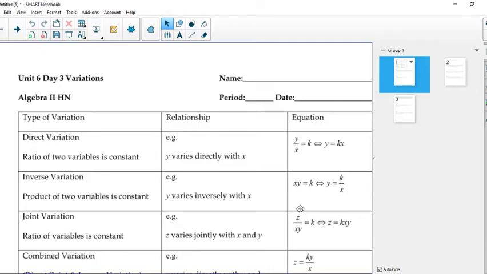Welcome to day 3 of Unit 6, Variation. Asynchronous. Awesome. Don't we love that? So today we're going to talk about different types of variation.